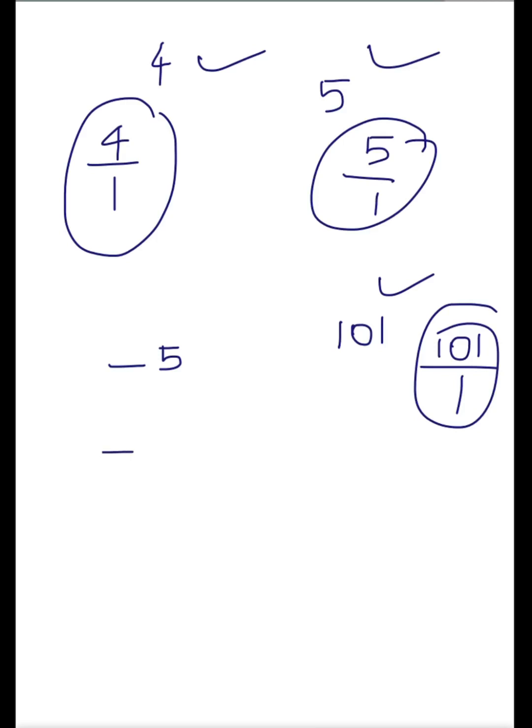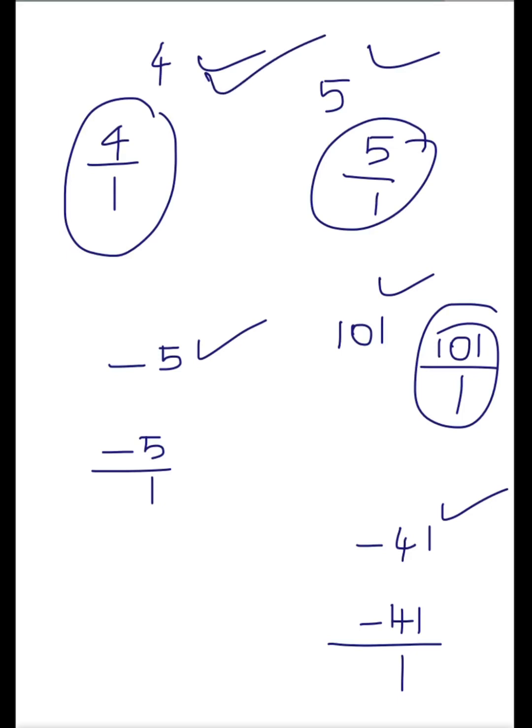Or let's take any negative number, that is minus 5. Minus 5 you can write in this way, that is minus 5 by 1. Or let's take minus 41. Minus 41 also you can write as minus 41 by 1, which is equal to minus 41. So negative integers can also be written in the form of rational numbers, or negative integers are also rational numbers. So here you have positive integers and here you have negative integers.